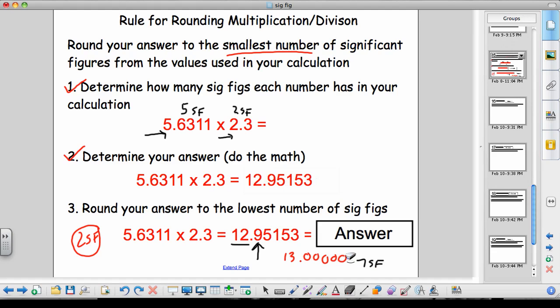So I actually have to go back into here and get rid of some of those zeros there. They're just rounded off to 13. I'm dropping off those extra zeros so that I only have 2 sig figs in my answer. That's what my answer is.